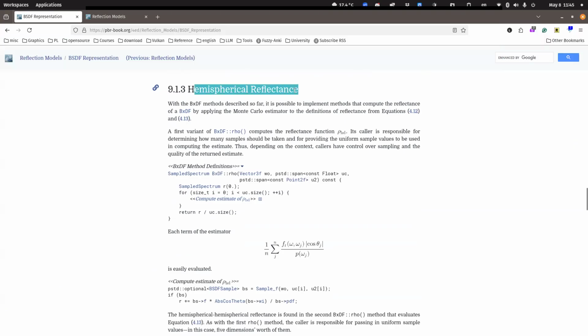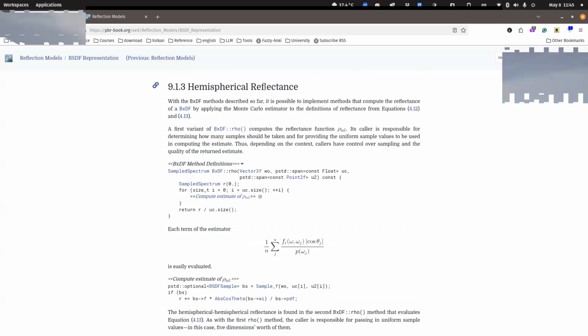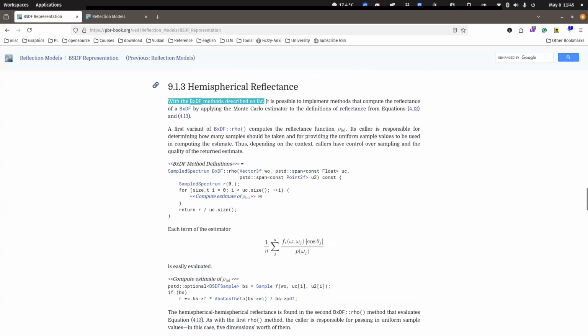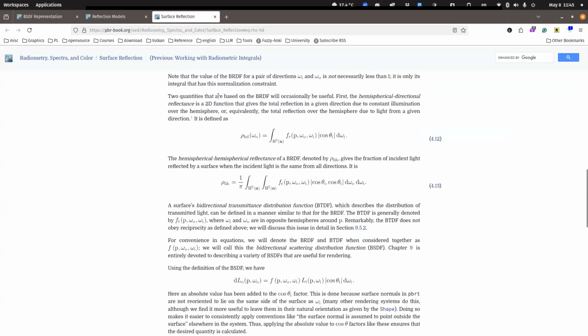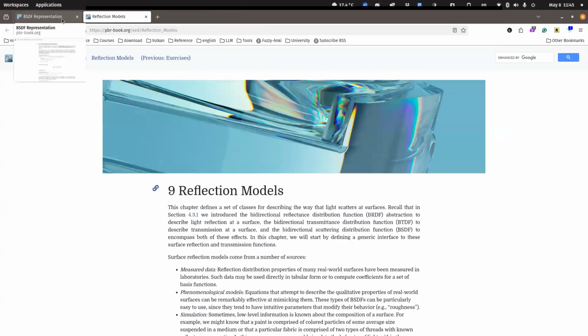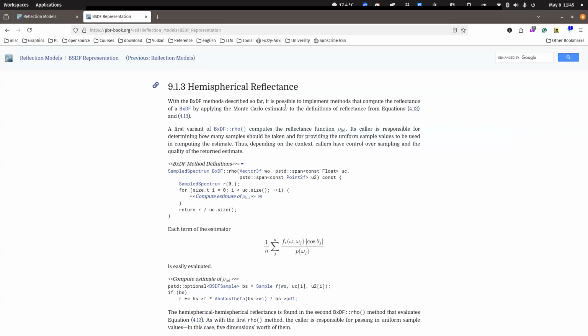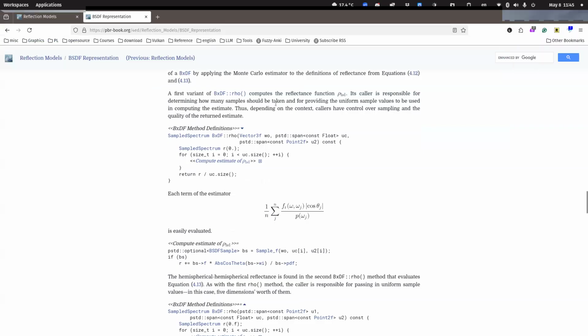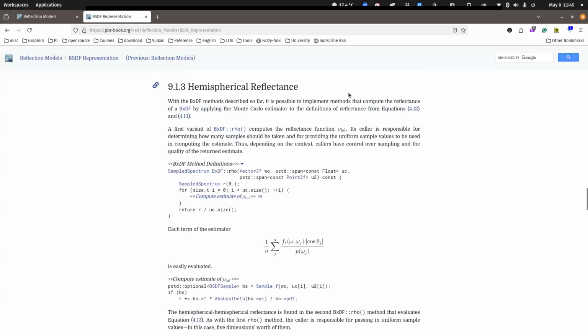And hemispherical reflectance. With the BXDF methods described so far, it's already possible to implement methods that compute the reflectance of a BXDF by applying the Monte Carlo estimator to the definition of reflectance from the equation in chapter 4. The first variant of BXDF rho computes a reflectance function rho. Its caller is responsible for determining how many samples should be taken and for providing the uniform sample values to be used in computing the estimate.